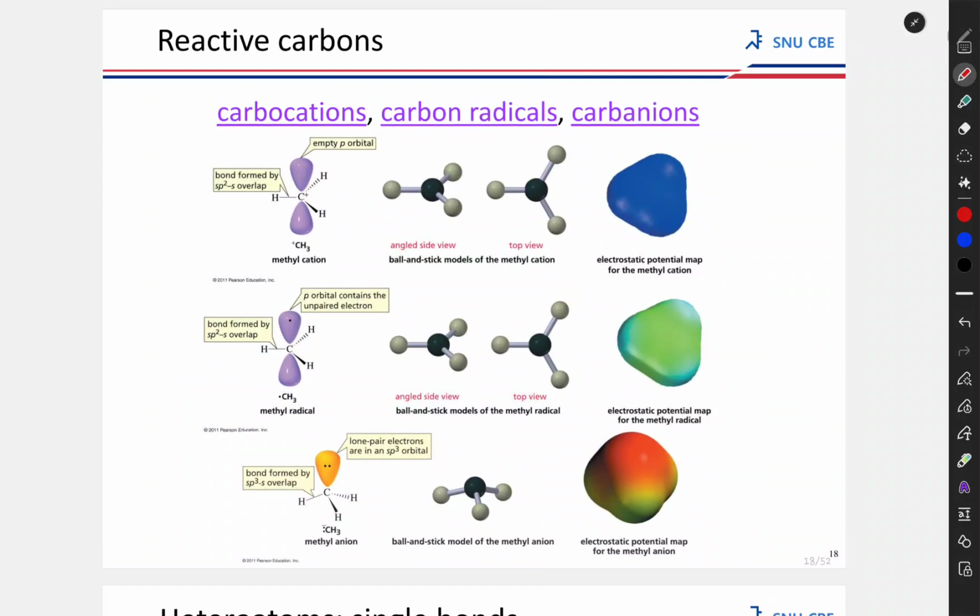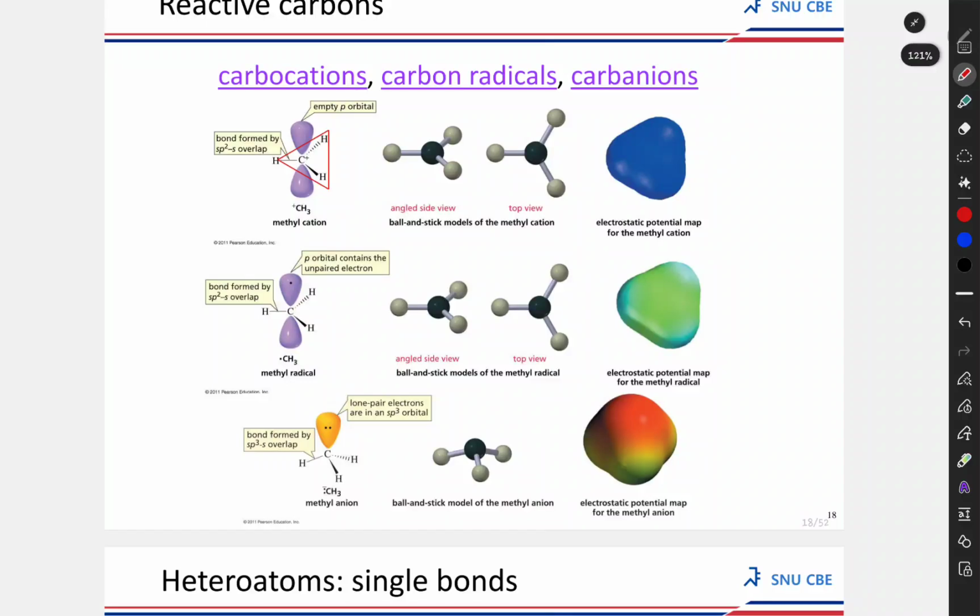For the carbocations, you can describe the center carbon as sp2 hybridized. There's a remnant p orbital, which is empty, by the way. That's why this is a cation, right? You can compare it to methane. Okay, compare the geometry of this species as well, the carbocation.